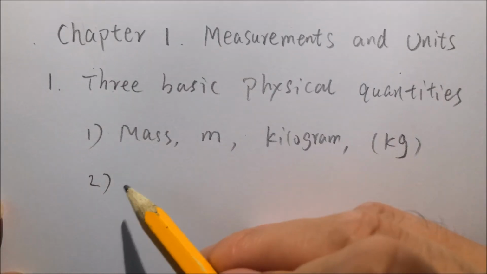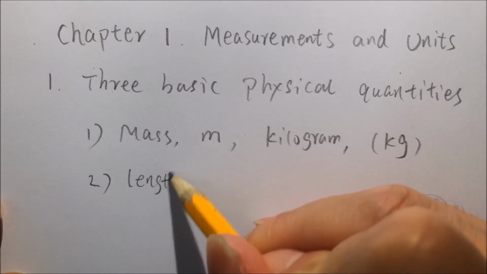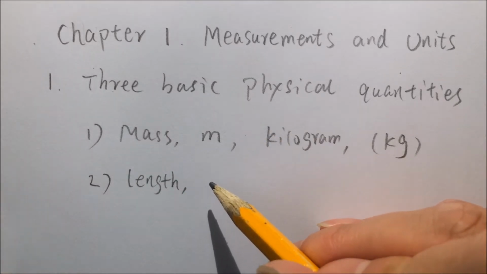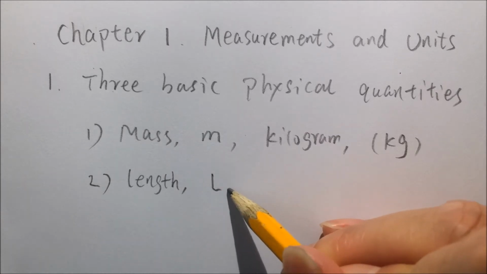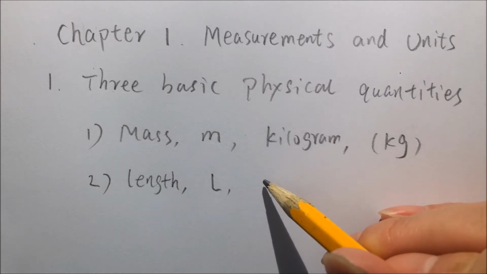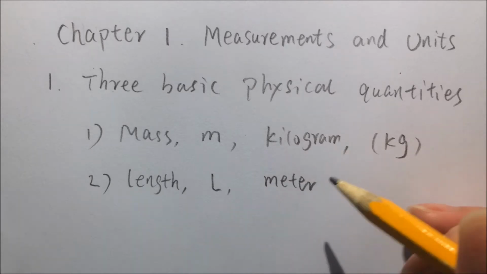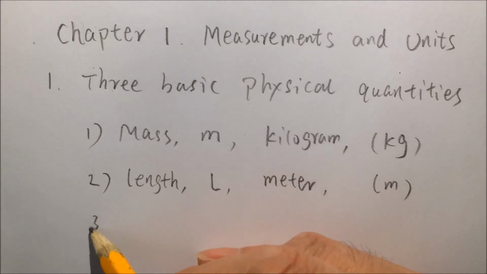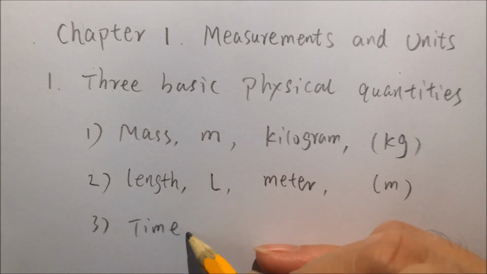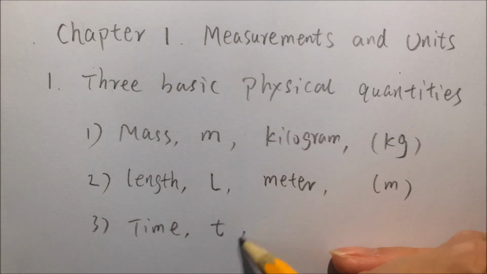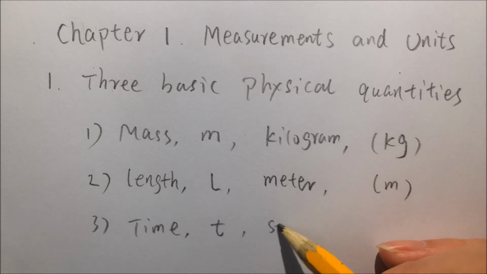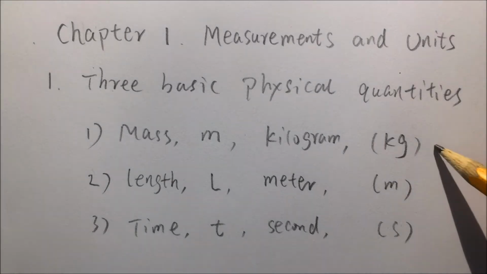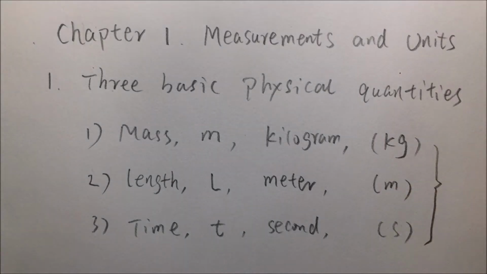The second is about the length, symbolized by many different symbols, but today I'm going to use L. And the unit is a meter, or m. The third is about time, symbolized with the letter T, and the unit is second, or s.